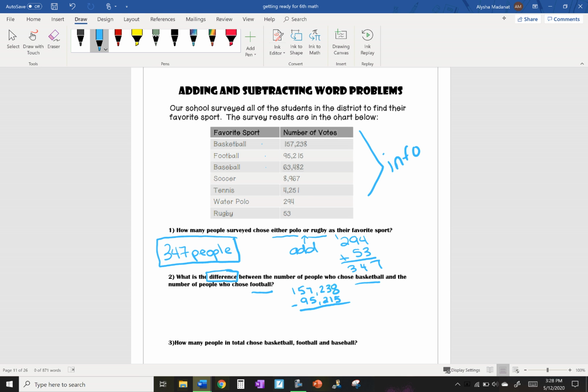So make sure when you're subtracting, you're lining up. 8 minus 5 is 3, 3 minus 1 is 2, 2 minus 2 is 0, 7 minus 5 is 2. Now you can't do 5 minus 9, so you're going to borrow. Now you're going to do 15 minus 9, which is 6. So 62,023 people would be your answer.